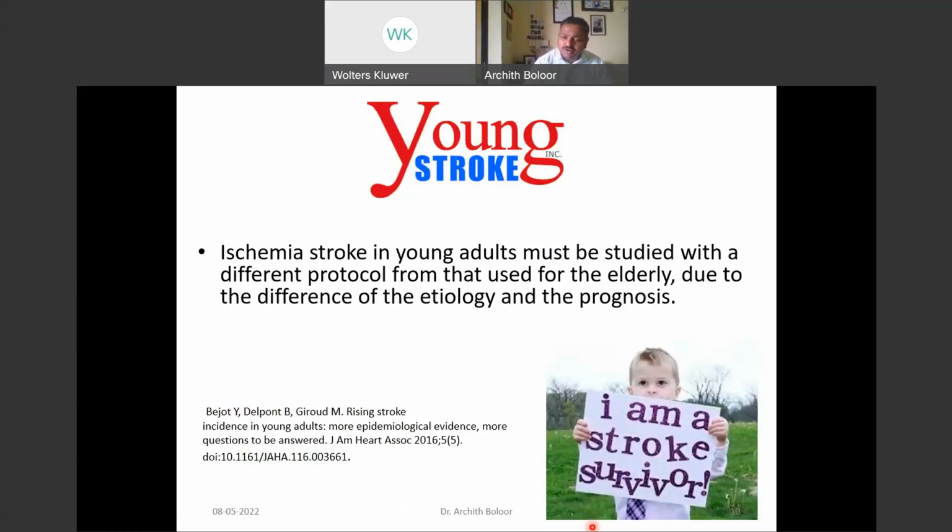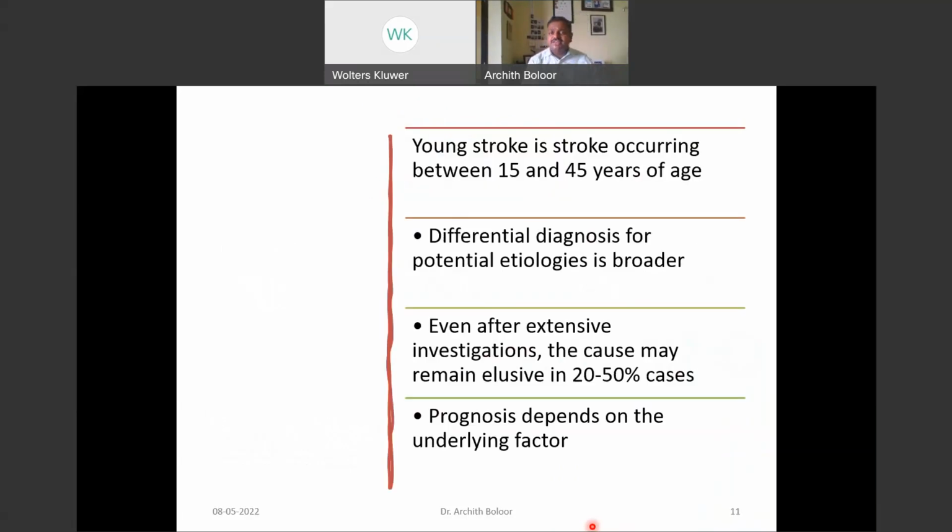Stroke causes a lot of morbidity, and younger patients have a large number of years ahead of them, and the morbidity they have to live with has to be considered. That's why we have to specifically look into this part of young stroke, because we have to understand the etiology, narrow down the possible etiologies, and prevent recurrence, because if we do not correct the etiology, the chance of recurrence would be much higher.